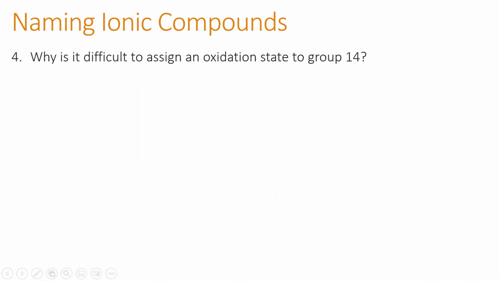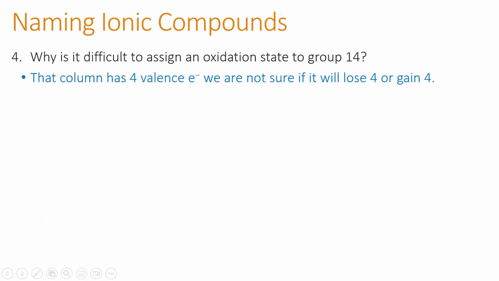So for question 4, why is it difficult to assign an oxidation state to group 14? Go ahead and pause the video and think about this and return here when you are ready to check your work. So with carbon's column, we're not sure if it's going to gain 4 or lose 4 valence electrons. So we're not sure what charge we're going to have for that column.